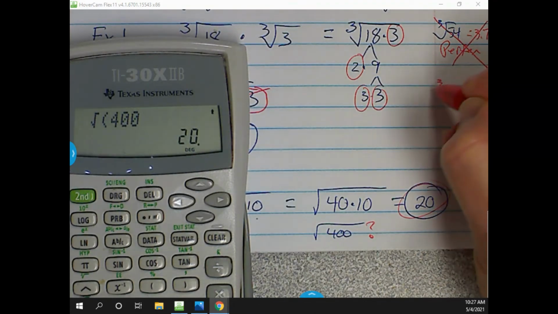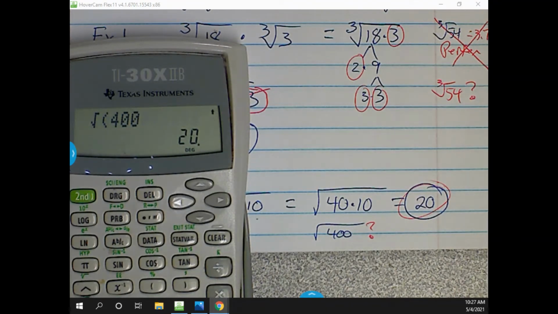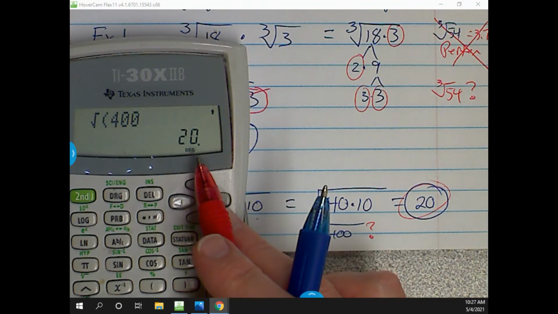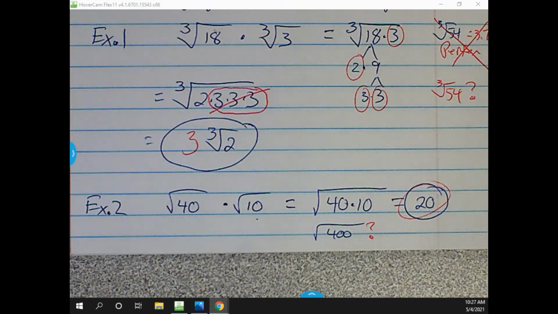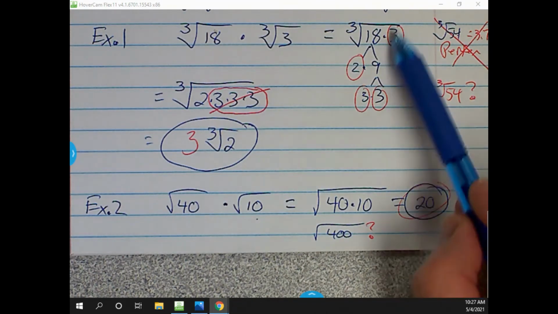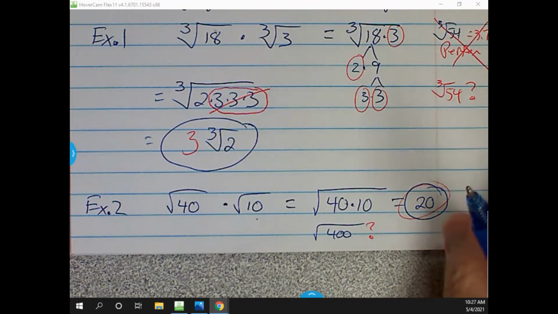Back here when we did cube root of 54 and we checked it, it did not come out to be just an integer number. It came out to be a decimal number, and that meant we had to go back and break it down. So that's kind of what you're looking at doing on these, is multiplying your radicands together. If it's a perfect square root or perfect cube root, hey, that's great. If it's not, then you're going to have to go back and break this thing down. So we're going to practice on the ones that you have to break down, because using a calculator is easy. You just punch it in, you got it there.